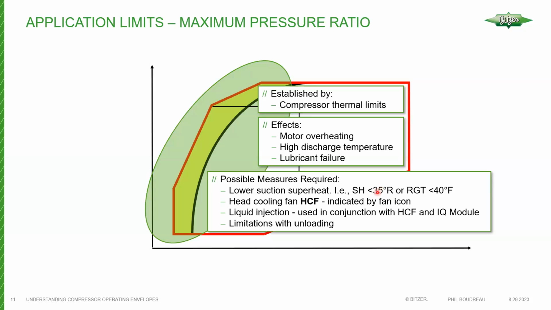So in this example, keep the superheat less than 35 degrees Rankine, or the return gas less than 40 degrees Fahrenheit. And in some envelopes, you'll see more than one shaded area. There could be 2 or 3, and then you just go to the legend and see what each shaded area indicates. They get progressively more limiting as you get up towards the upper left of the operating envelope.